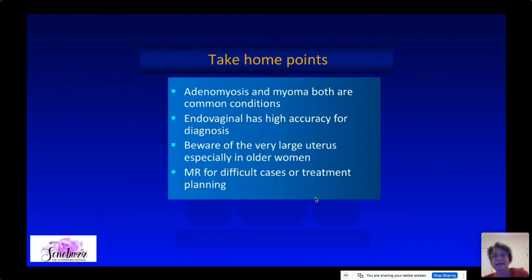So the take-home point is that adenomyosis and myoma are both very common conditions, and oftentimes they can coexist. An endovaginal ultrasound has high accuracy for diagnosis, but beware of the very large uterus, especially in older women, because you may be dealing with a leiomyosarcoma. And MR is really, again, just like in the adnexal mass, very helpful for difficult cases or for treatment planning.